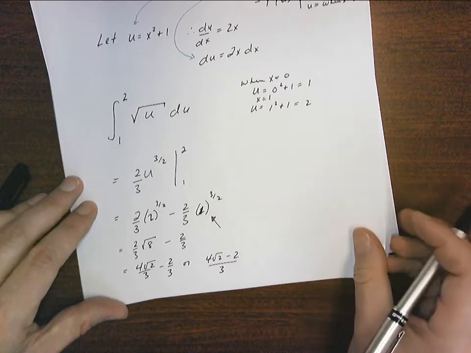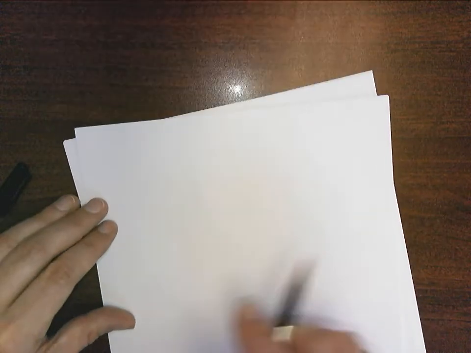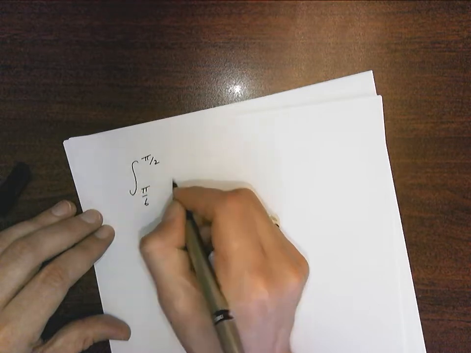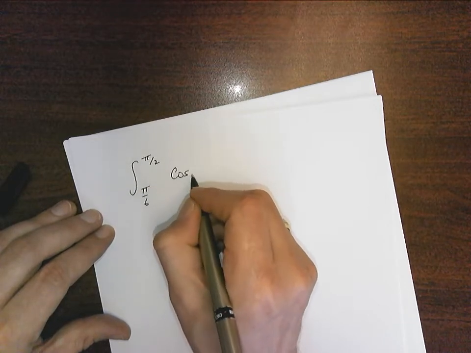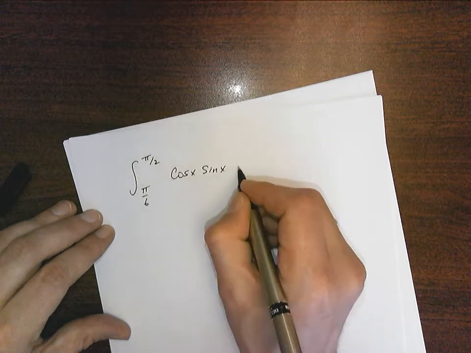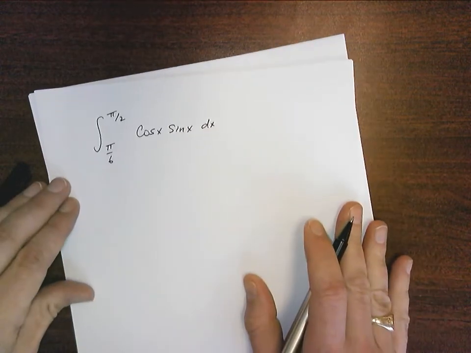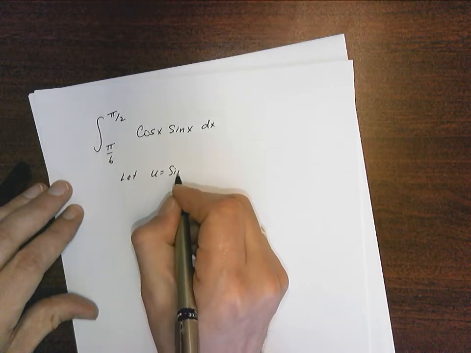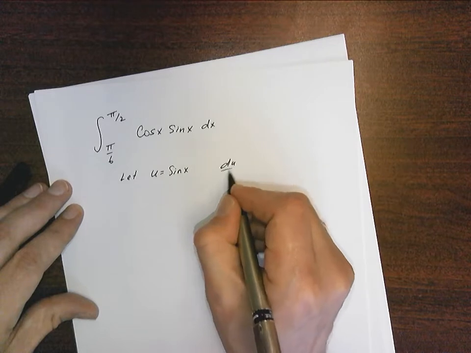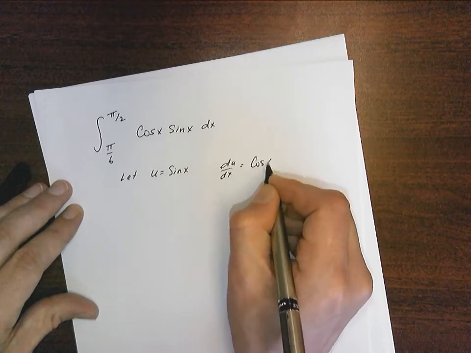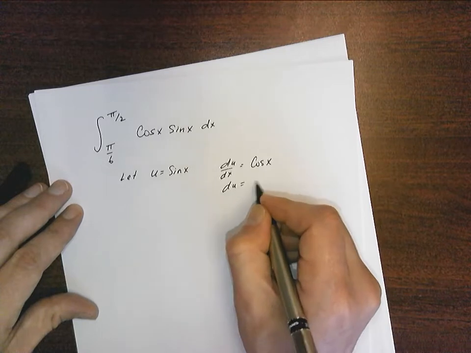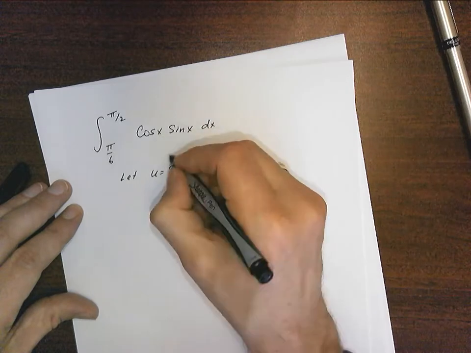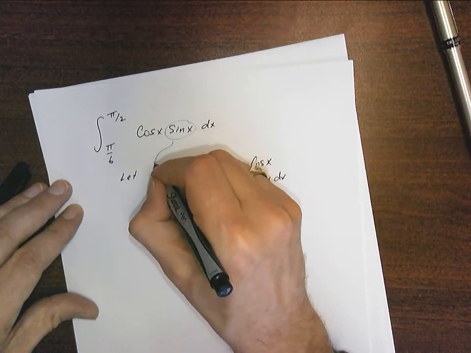Let's do another definite integral. This definite integral is going to go between pi by 6 and pi by 2, and it's going to be cos x sin x dx. So I'm going to let u equal sin x. By doing that, du by dx is going to equal cos x. So du is going to be cos x dx.